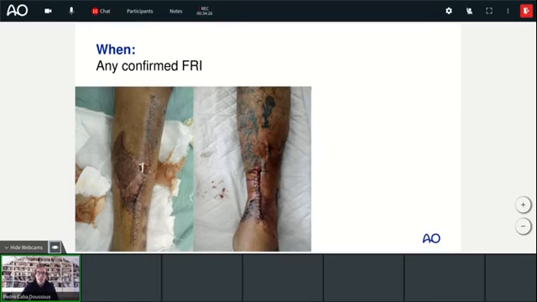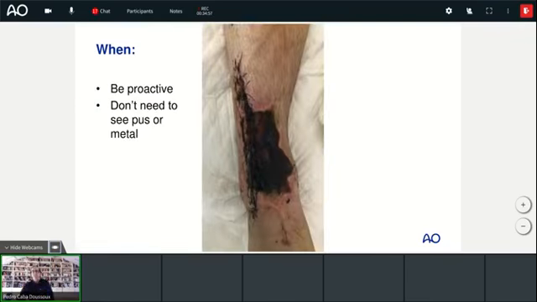But the answer is quite simple. It's when there is any confirmed fracture-related infection. So once you diagnose the infection, you must take the patient to the OR and do a proper debridement. So in these cases, it's quite easy. You see some pus draining through the wound, or you can see the plate. And we know that this is probably not a good fixation. But you need to be proactive, so you don't need to see pus or metal to debride.